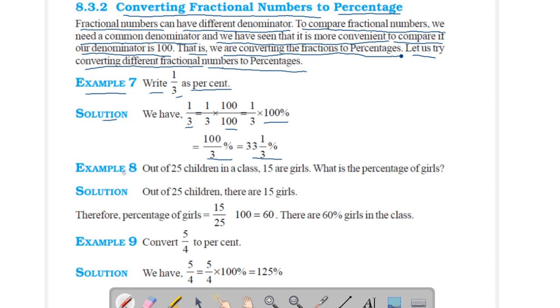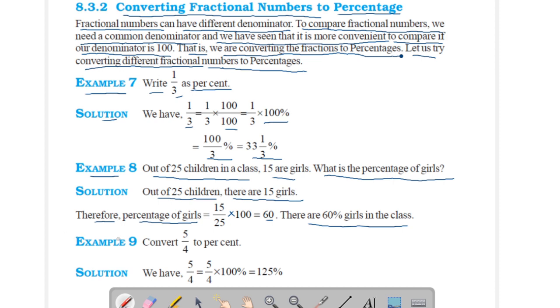Now come to example 8. Out of 25 children in a class, 15 are girls. What is the percentage of girls? See the solution. Out of 25 children, there are 15 girls. Therefore, percentage of girls equals 15 upon 25 into 100. If you simplify it, you will get 60. That is, there are 60% girls in the class.